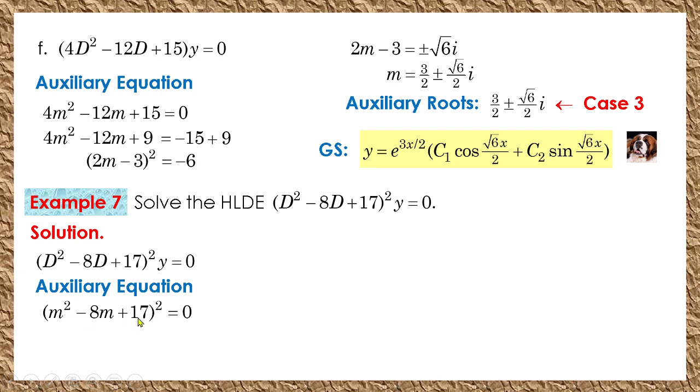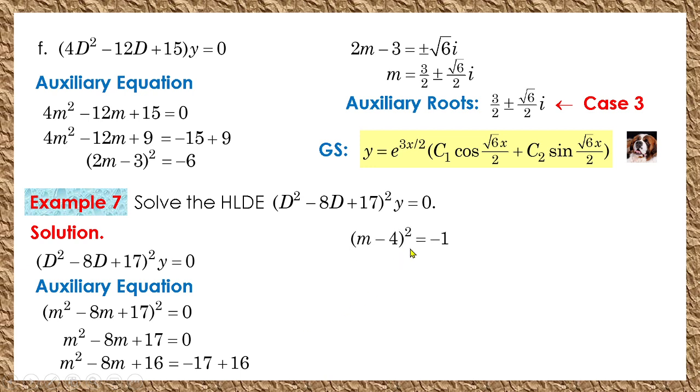Let's solve the inside. The inside is m² - 8m + 17. I transpose 17 to the right, then plus 16, plus 16. So it is now (m - 4) squared equals -1. So m - 4 is ±i. What is m? 4 ± i.